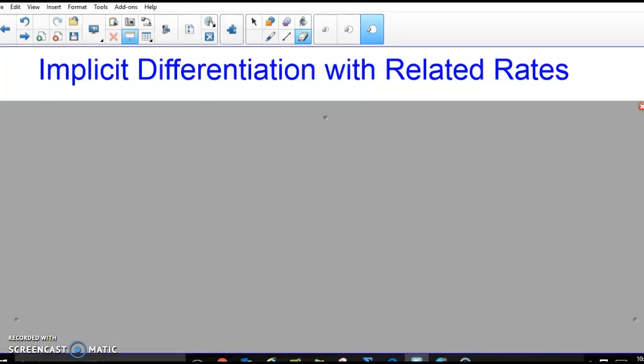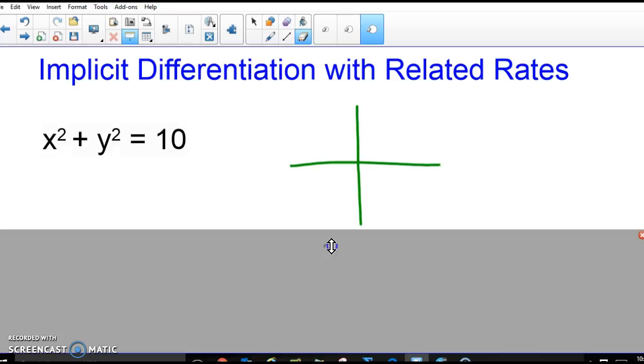We're going to look at implicit differentiation with related rates. We've talked about implicit differentiation so far with respect to equations such as this. This is an equation where I could actually look at the graph of it. For this particular one, the graph would be a circle. And when I find the derivative, that derivative would represent the slope of tangent lines to this circle.